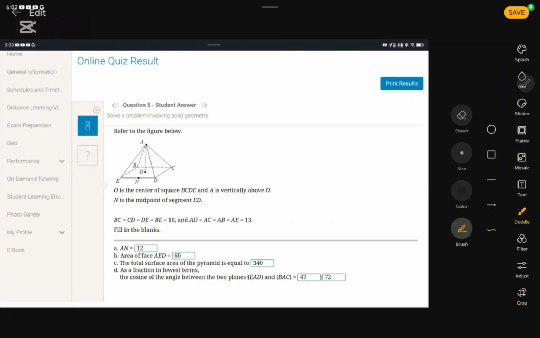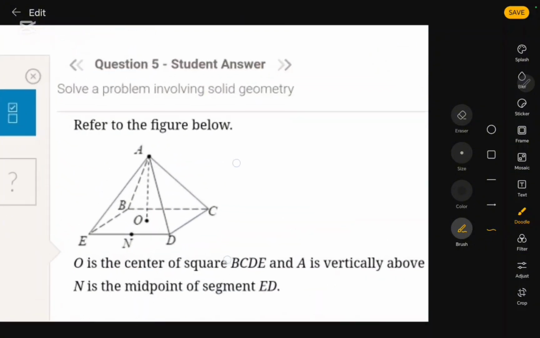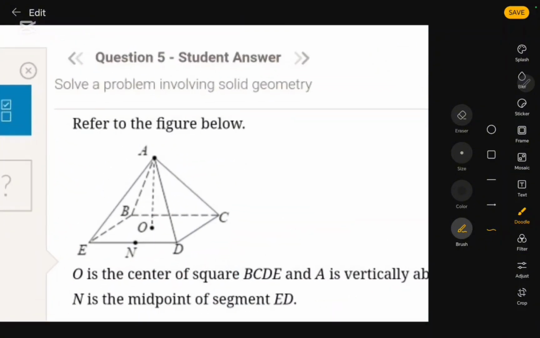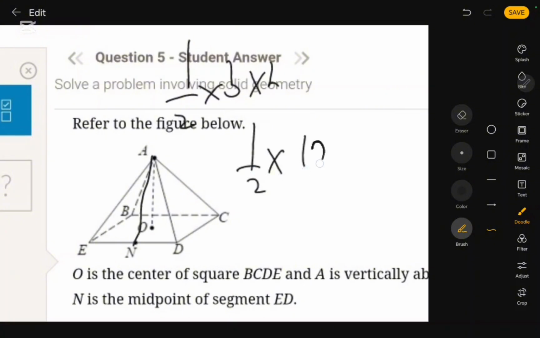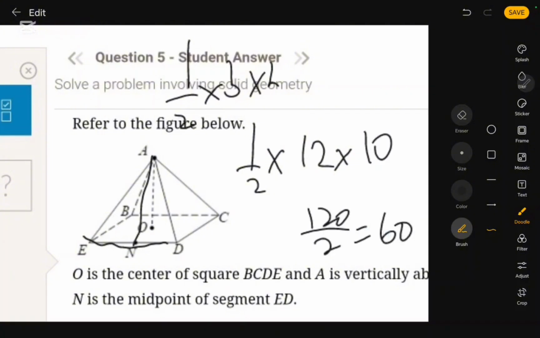Okay, area of face AED. Now to find area, since we already have the height, which is AN, we're going to do 1 over 2 times base times height. And we know height is the answer we just got, which is 12. So 1 over 2 times height, we'll do height first, which is 12 times base. Base is going to be right here. And I said before AD is 10, so 10 right here. 120 over 2 equals 60.